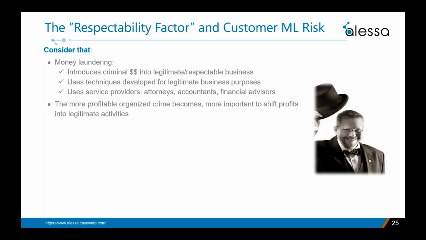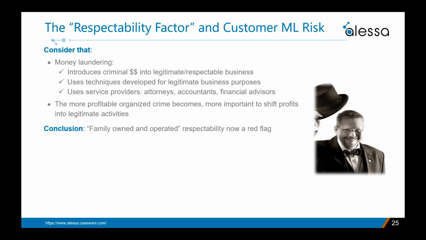The thing is, the more profitable organized crime becomes, the more important it is for them to find ways to shift profits into legitimate activities. They need a reliable legal income. Otherwise, their lifestyle will eventually attract the attention of law enforcement and tax authorities. If you think about it, you can't sustain a luxurious lifestyle without spending a large amount of income on goods and services. So they have to make this income appear to be from a legitimate source.